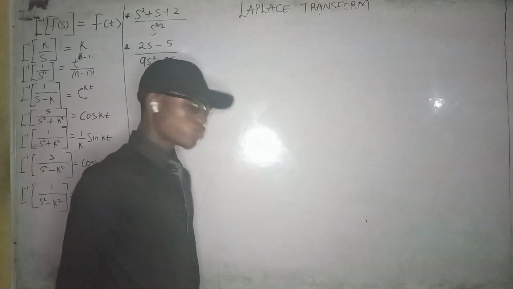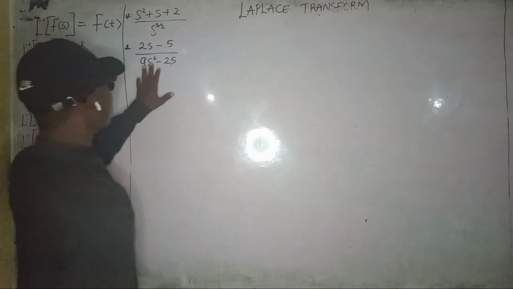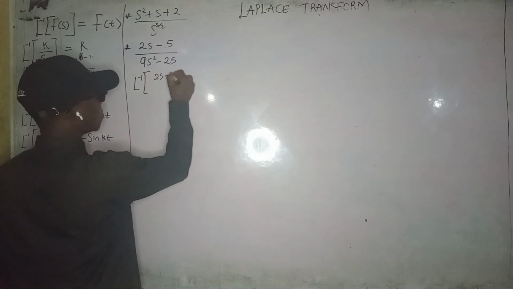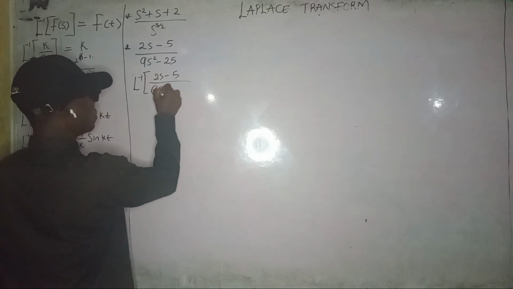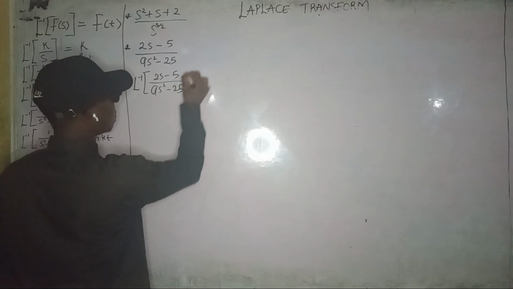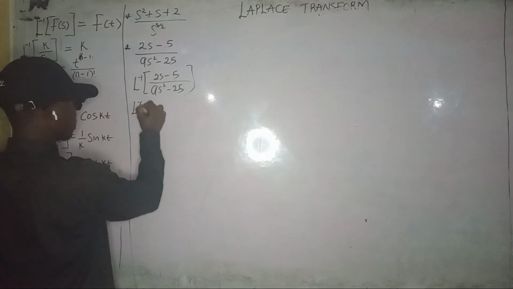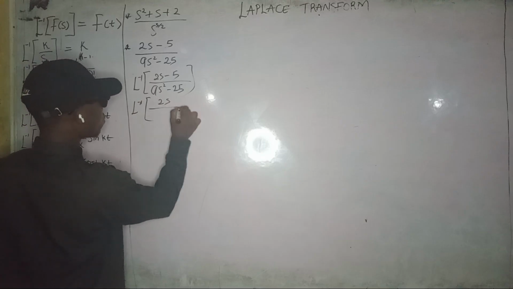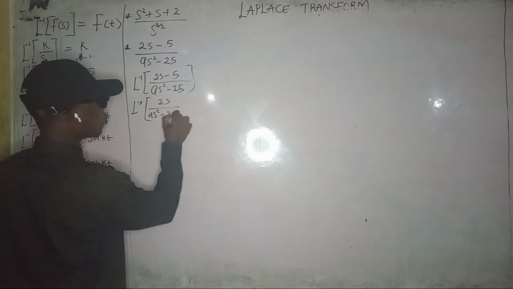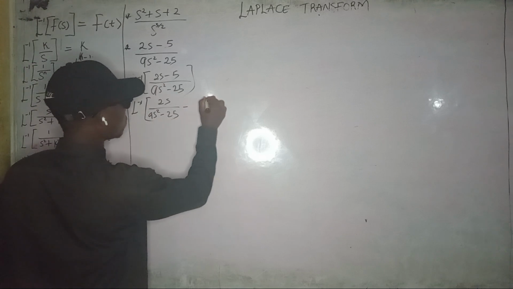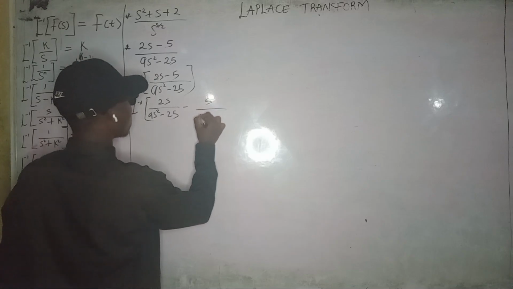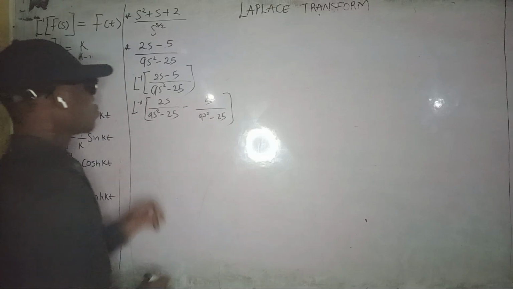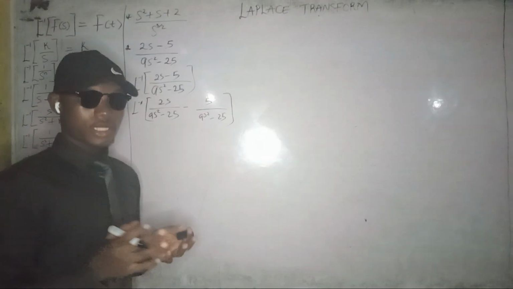Now, moving on to the second question, we are going to have to break this down: the inverse Laplace transform of 2s minus 5 over 9s squared minus 25. So we break this down. We have the inverse Laplace transform of 2s over 9s squared minus 25, minus 5 over 9s squared minus 25. Now it looks like both of them can be put in square form.